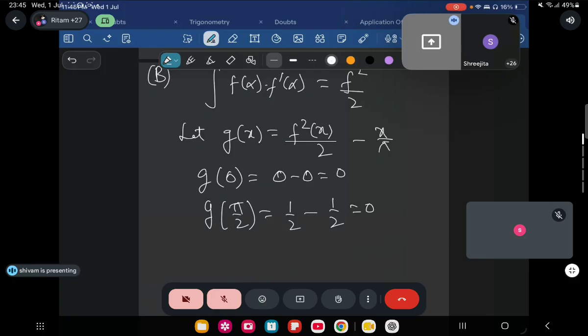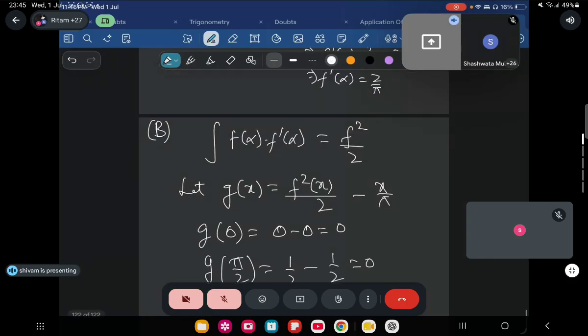Tell me, are you people getting? If you are not getting, let me know. So Shashwato, can you show Adrija the g of x part? So g of x equals f square x by 2 minus x by pi. So can you explain it?